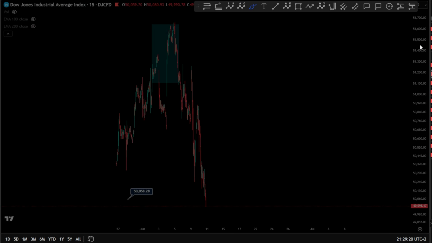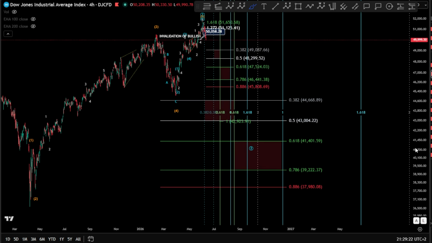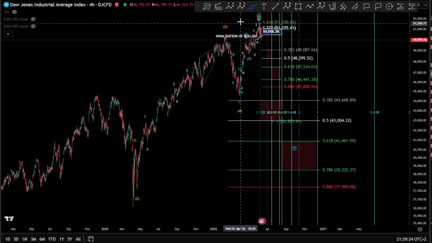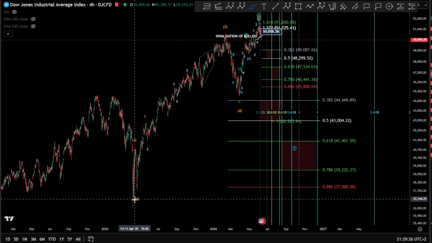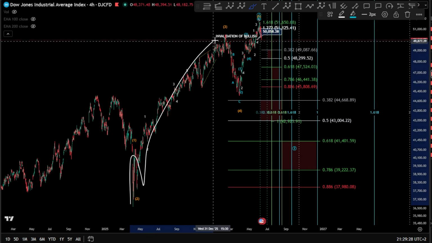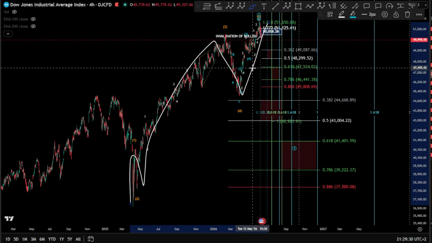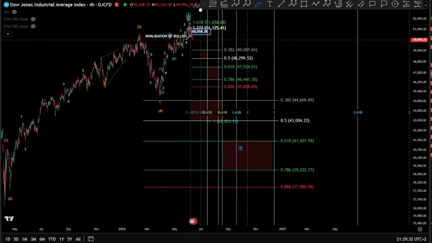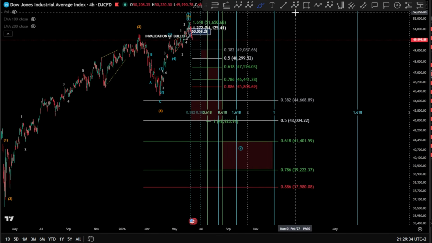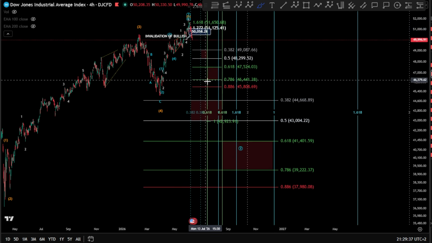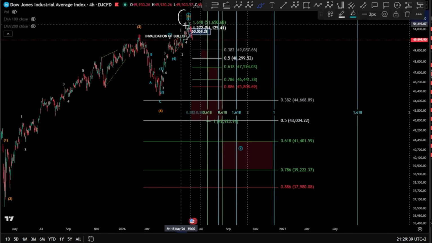Finally, we're gonna see Dow Jones here. For Dow Jones as well, we are looking at the finished impulse, again the same as Nasdaq, same as SPX, and the same for Dow Jones. 1, 2, 3, 4, 5 finished perfectly in our target expected for wave 1.